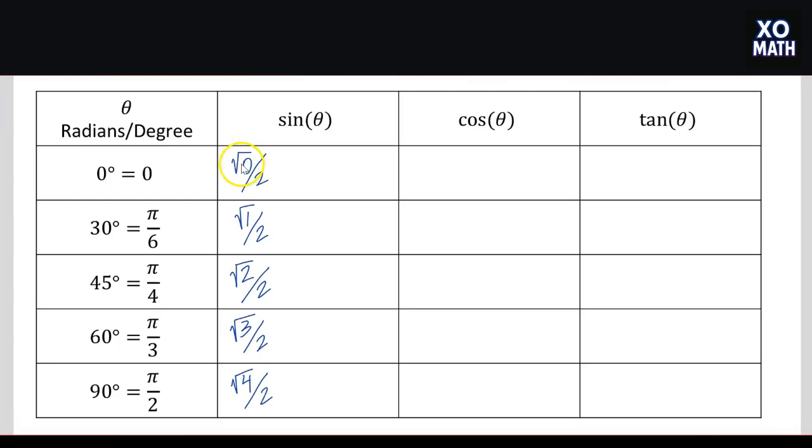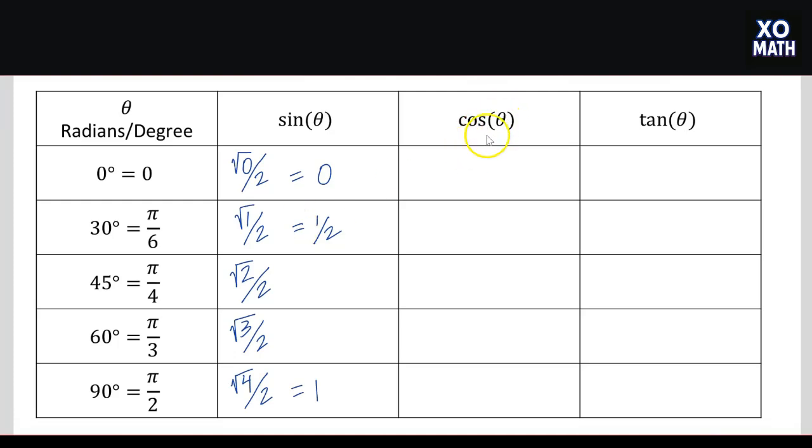The square root of 0 is 0, and 0 divided by 2 is 0. The square root of 1 is 1, so this simply becomes 1/2. The square root of 2 over 2 cannot be simplified. The square root of 3 over 2 cannot be simplified. But the square root of 4 is 2, and 2 divided by 2 is 1. Now I have the sine column, so I know that sine of pi over 6 is 1/2.